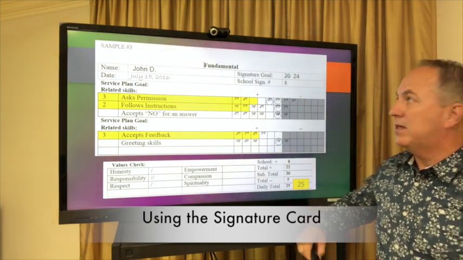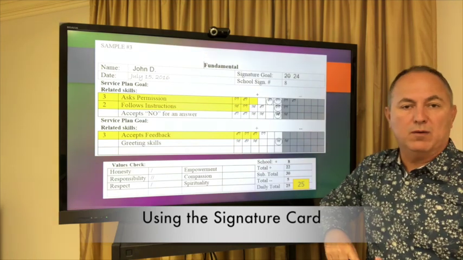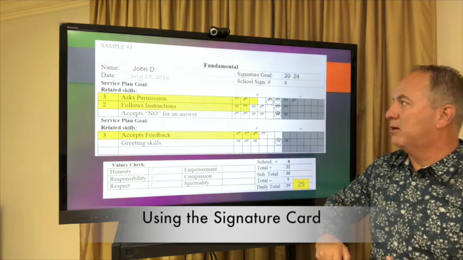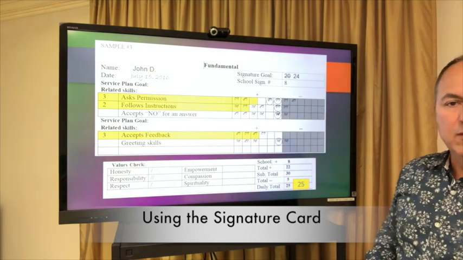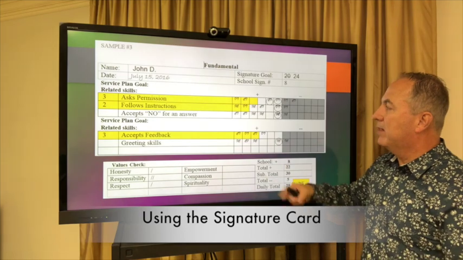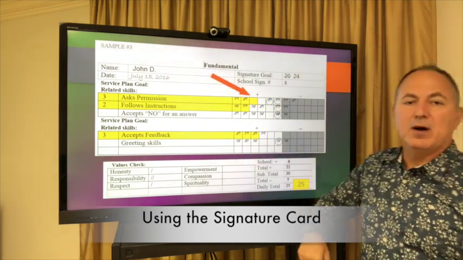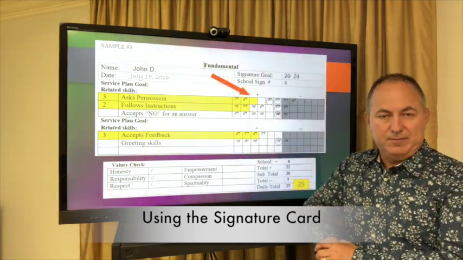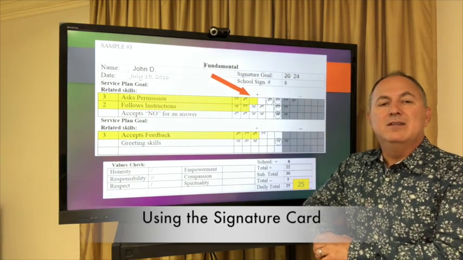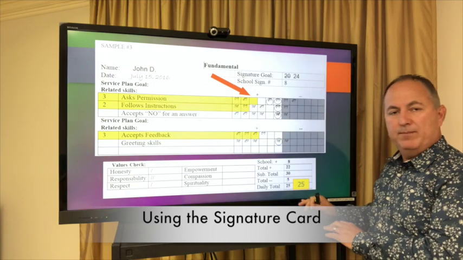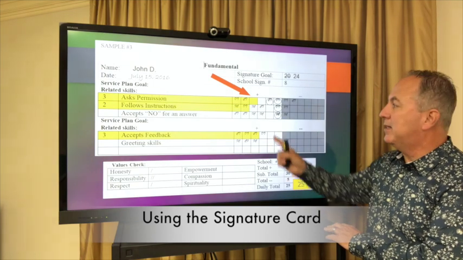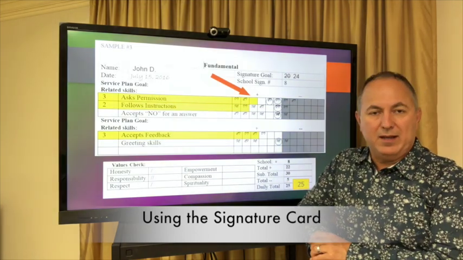Did he hit his goal? He sure did, because his goal was 24. So he actually got 1 above his daily goal. Way to go, John. However, what about those highlights? If you look at the signature card example we have, there is still 1 highlighted box that does not have initials in it. And this is key to remember when using the signature card. John hit his goal for the day, but he didn't complete all of his highlights.